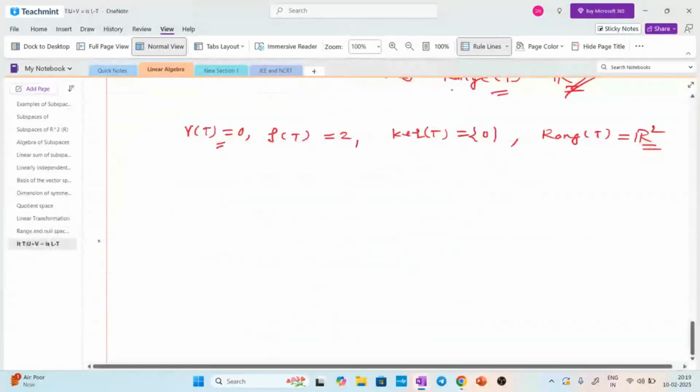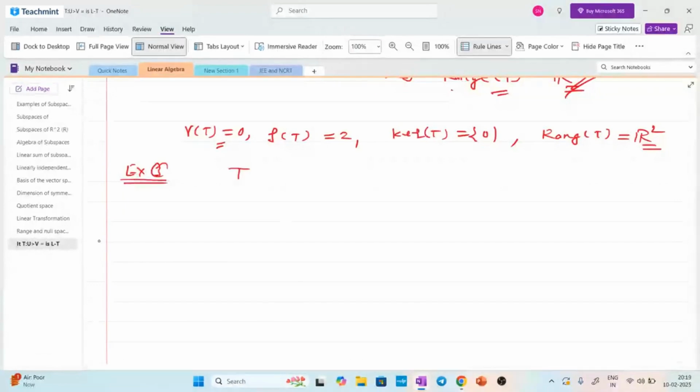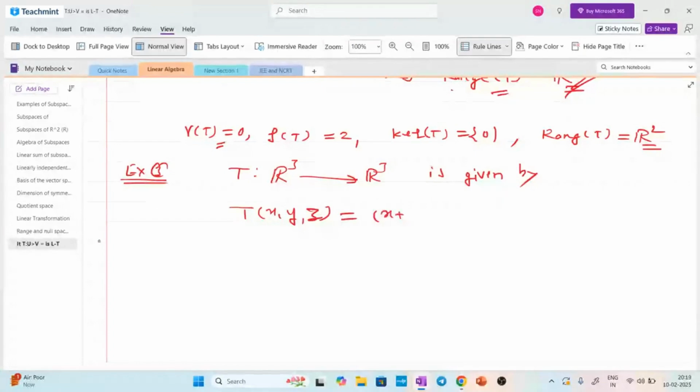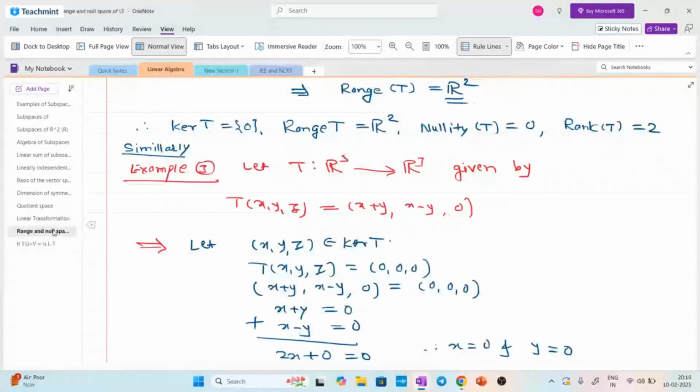Okay, now example number 3. Another T from R3 to R3 is given by T of x, y, z is equal to x plus y, x minus y.